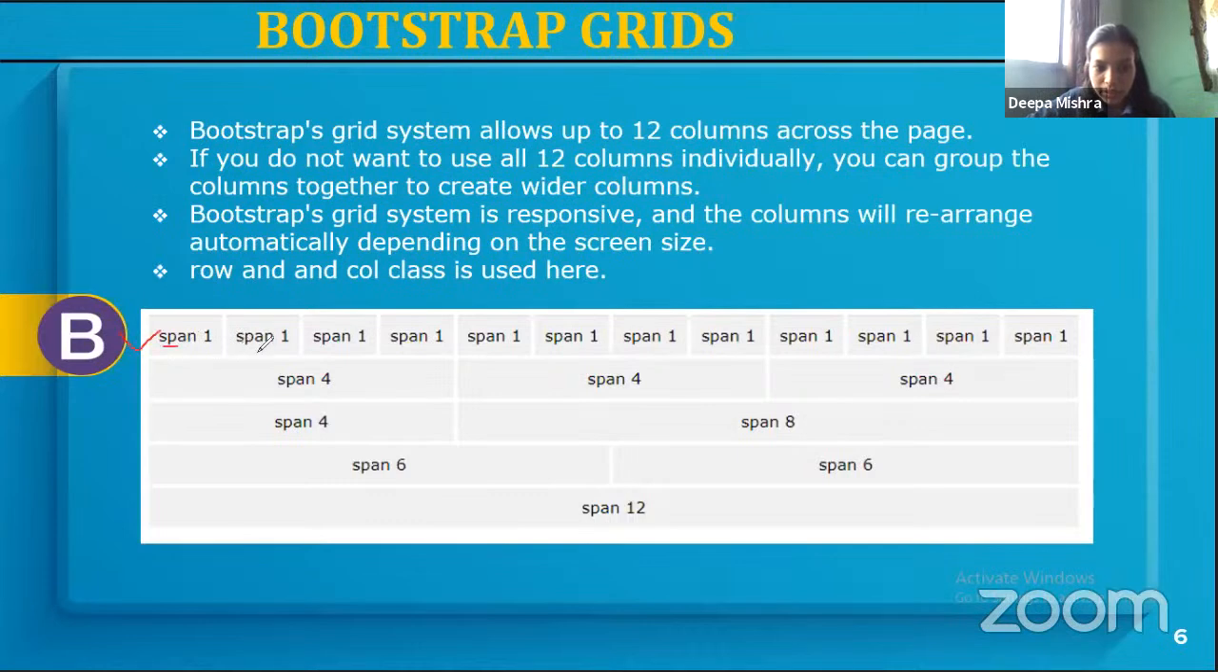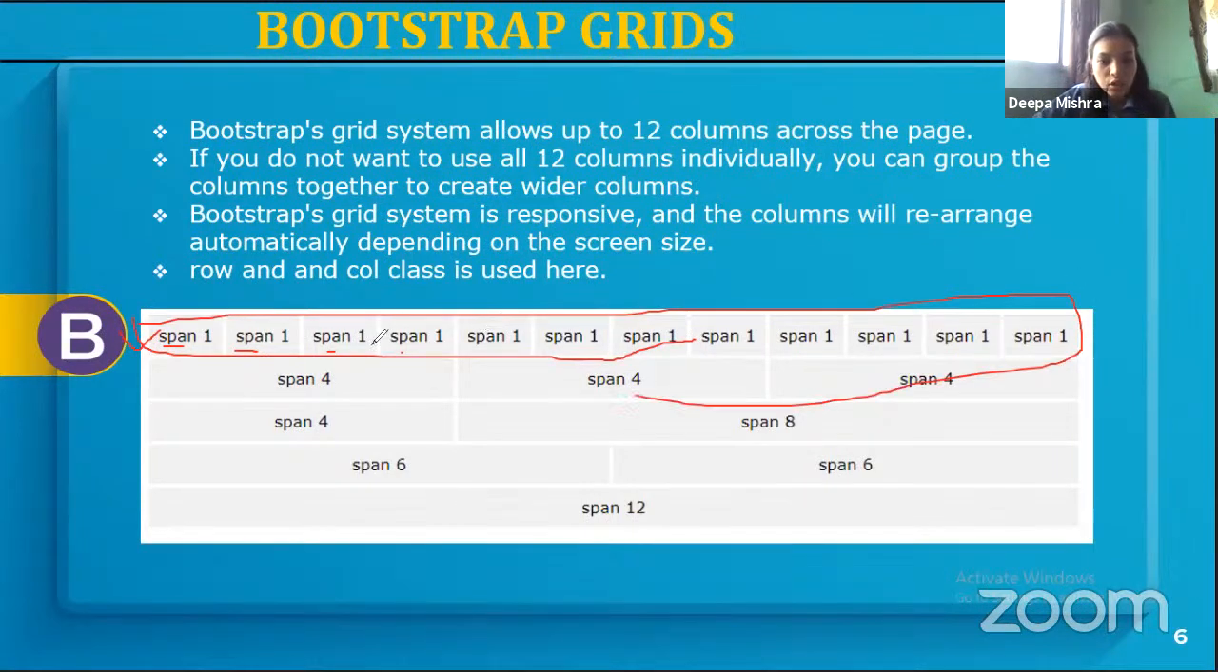This is your first column, second column, third, fourth, and so on. So how has it happened? With the help of the row and column classes. This is your whole row. Okay, this is a single row. Now inside a single row, multiple columns are there.